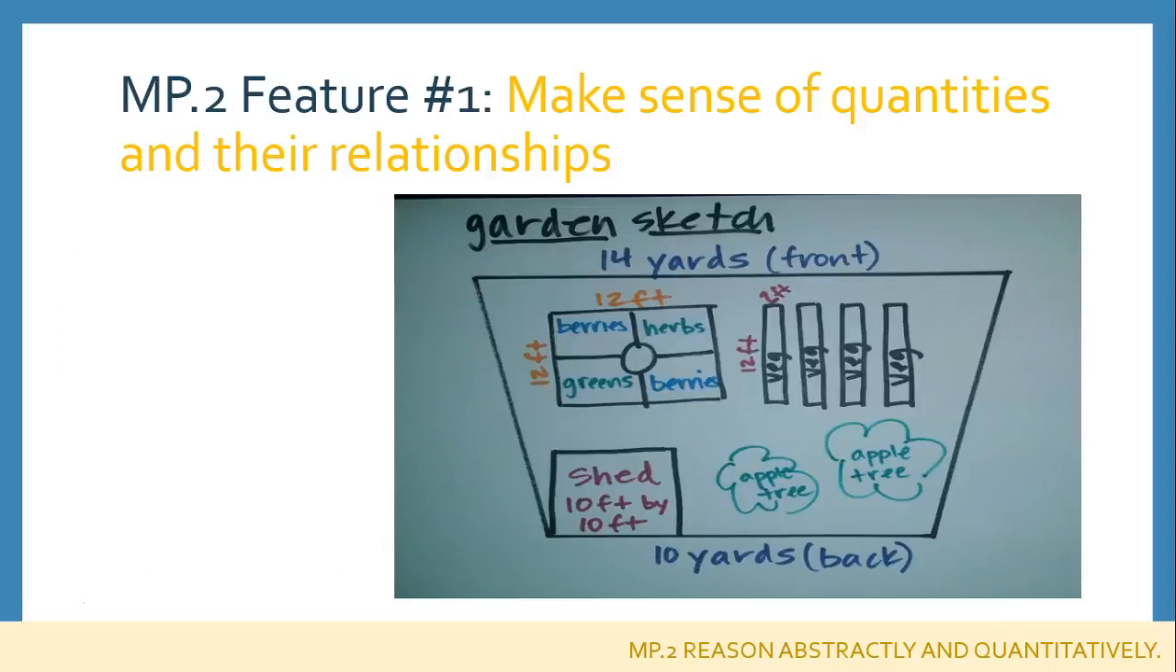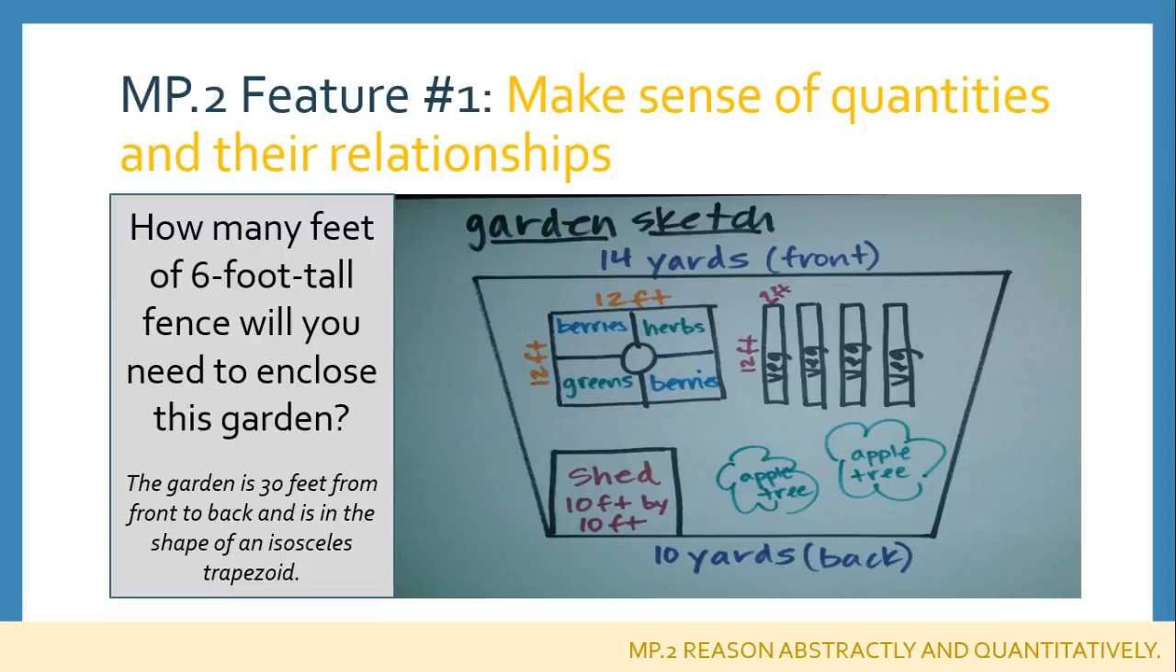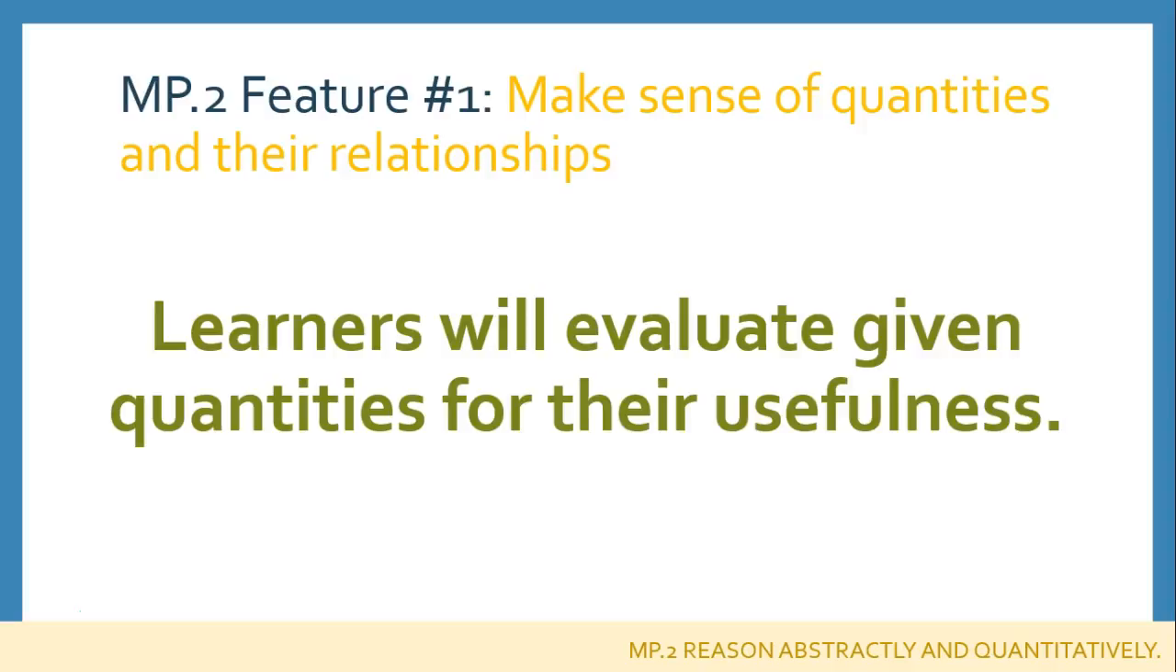Look at this garden sketch. How many feet of a 6-foot tall fence will you need to enclose this garden? At a higher level, students can make sense of quantities and their relationships by working with problems containing extra numbers that are not needed to solve the problem and with various units that may need to be converted before doing the computation. By encouraging learners to make sense of quantities and their relationships, you'll see them look carefully at given quantities as they determine their usefulness in solving the problem at hand.